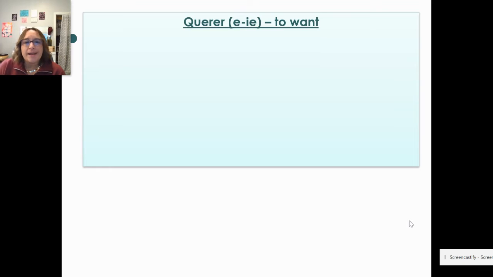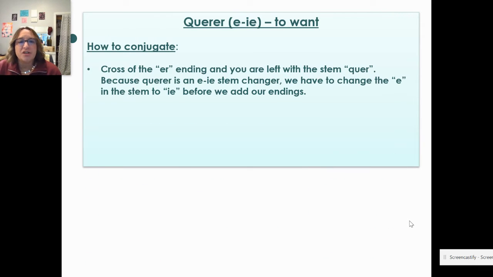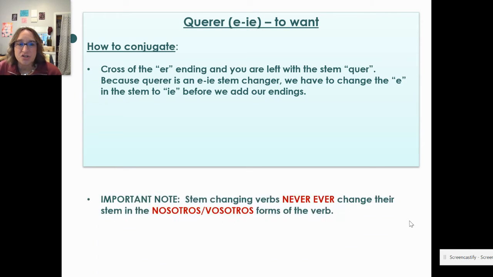Okay. So querer, to want. So if you conjugate it, you're going to take the ER off like you always would. We're not changing the process of conjugating.